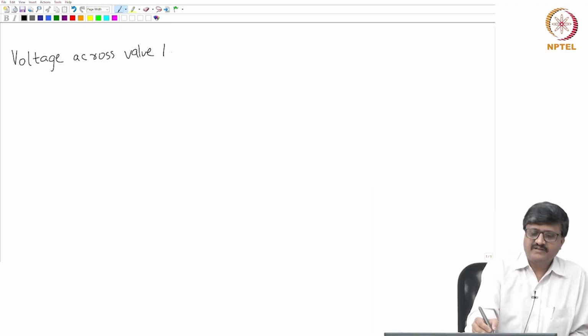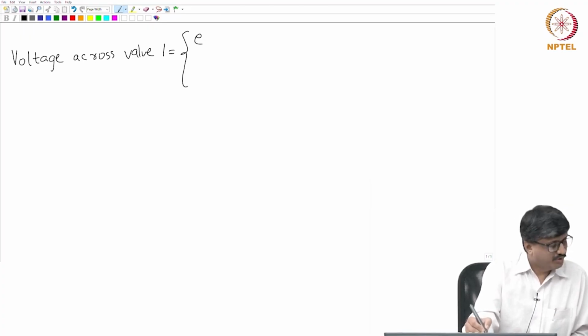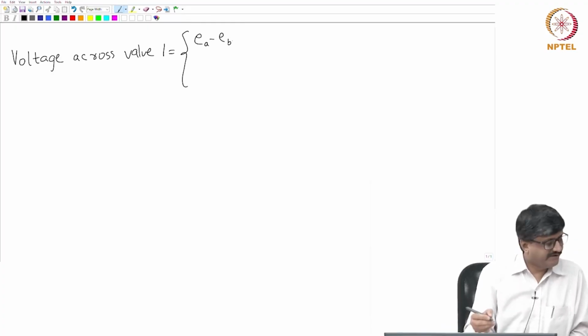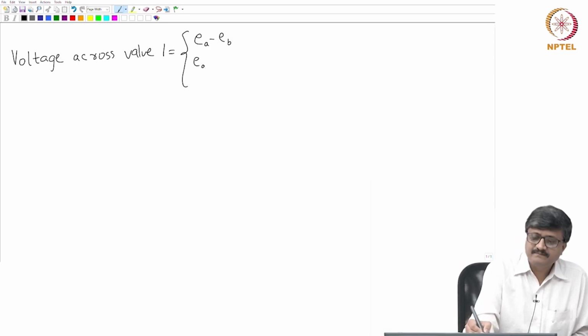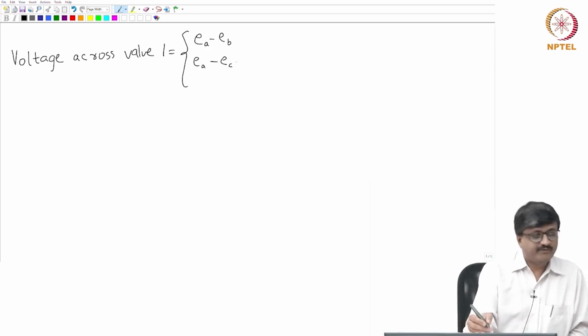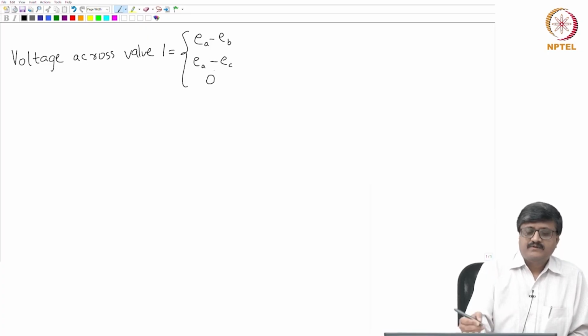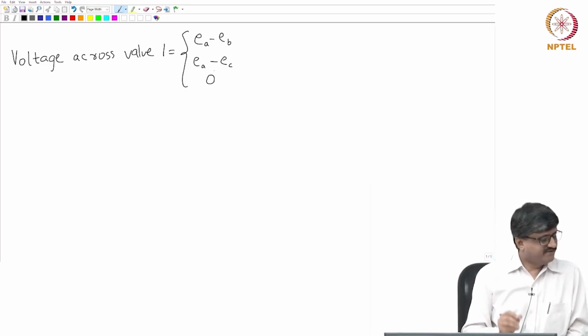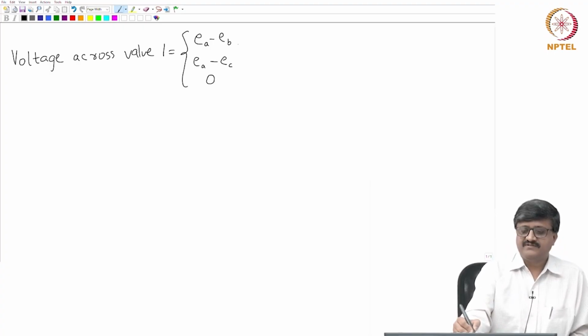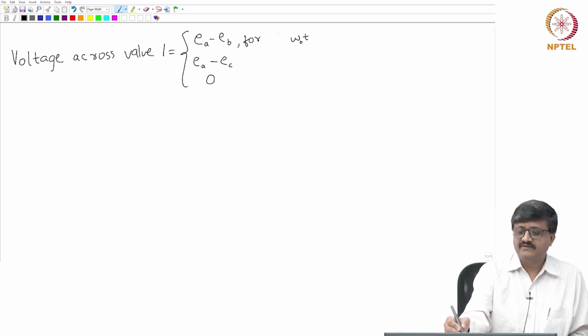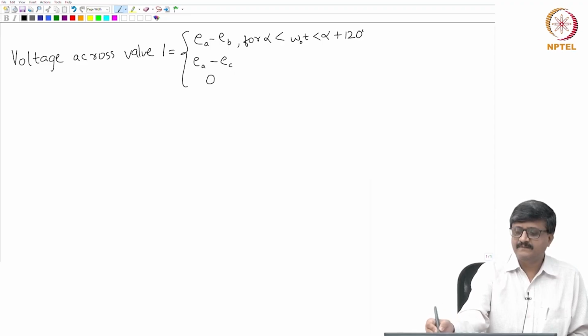Okay. So, if you look at the expressions, there are 3 expressions. Either it is equal to EA minus EB, or it is equal to EA minus EC, or it is equal to 0. So, it is equal to EA minus EB in the first 2 intervals that we considered. So, this is for omega OT greater than alpha and less than alpha plus 120 degrees.